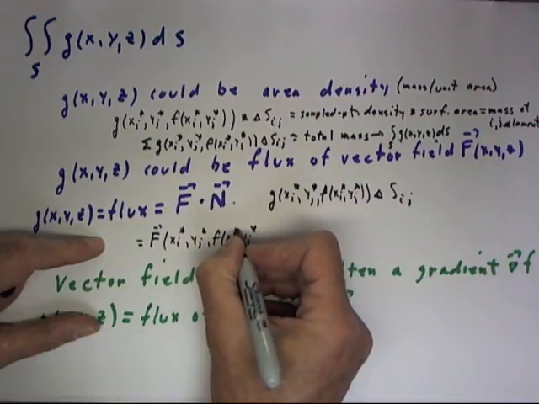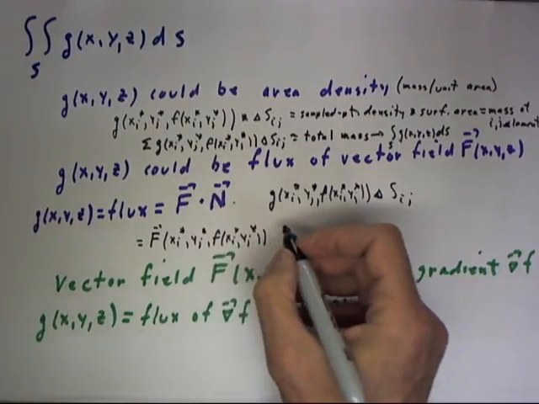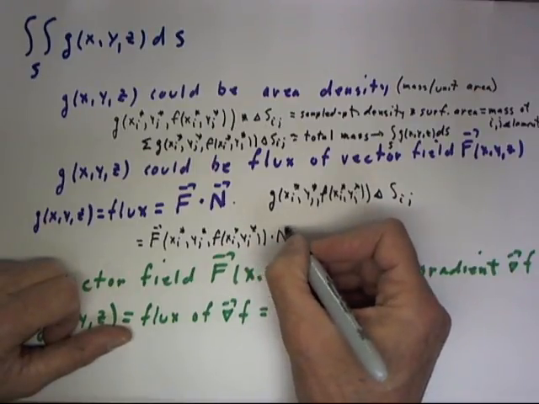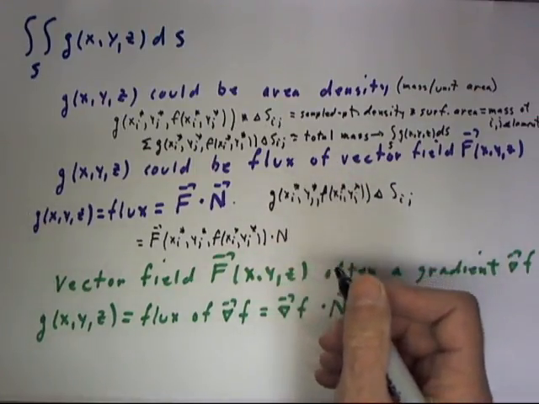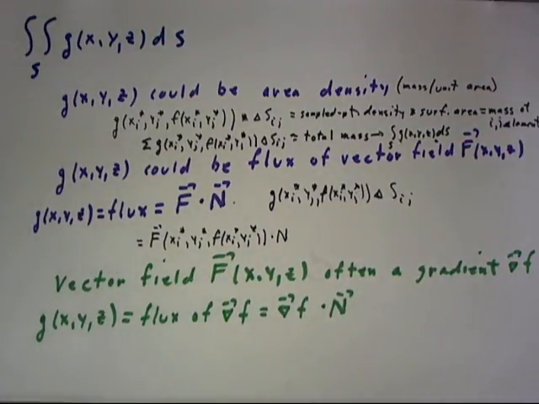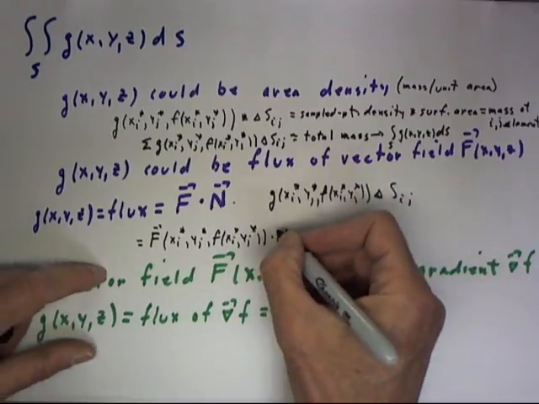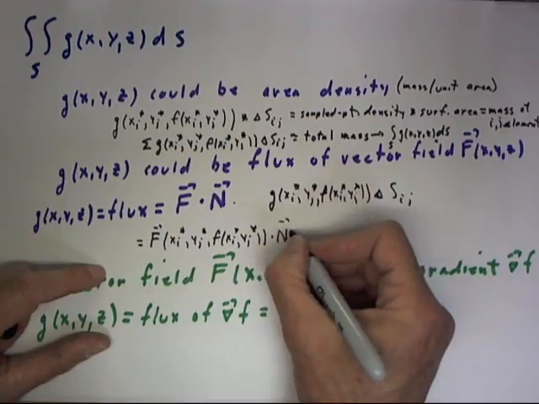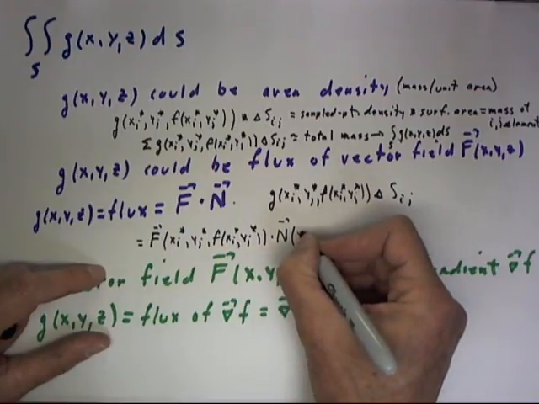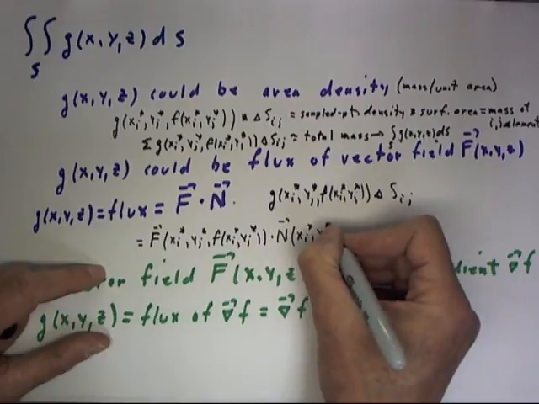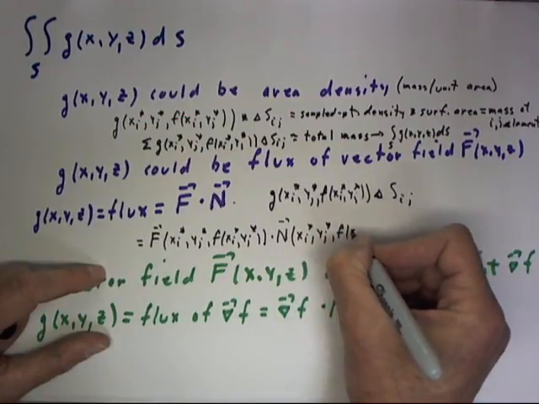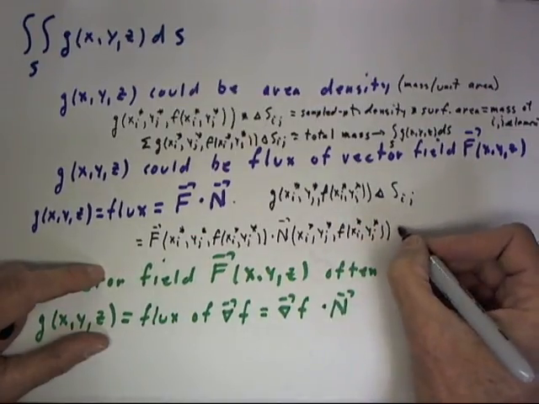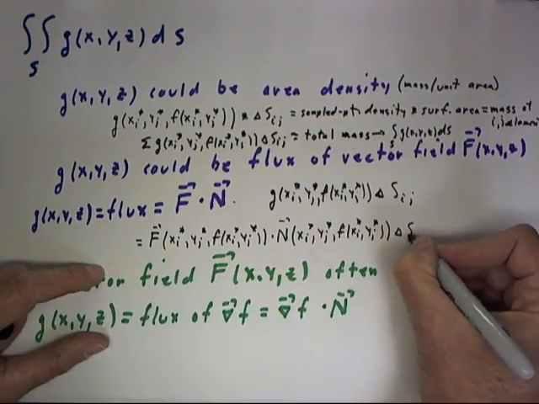I know this is probably getting a little monotonous, but we want to reinforce this. Dotted with the normal vector, the unit normal. Let's call this the unit normal. Again, unit normal evaluated at xi star, yj star, f of xi star, yj star, multiplied by the delta S ij.